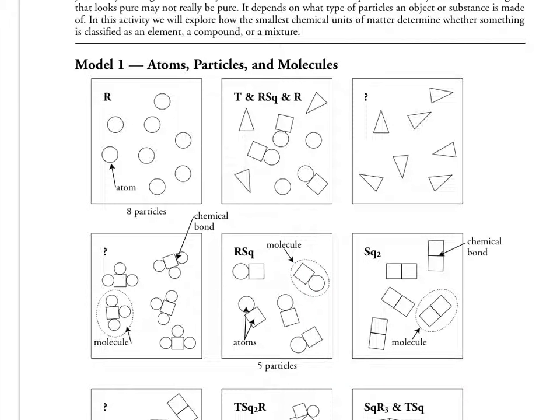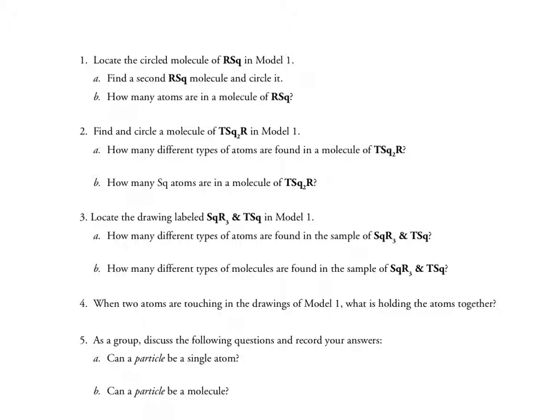So now we want to think about maybe answering some questions about these. If we find something with a round and a square shape, you're going to circle an example of it, and then state how many atoms. Since we've got 1 round and 1 square, we could say that there's just 2.